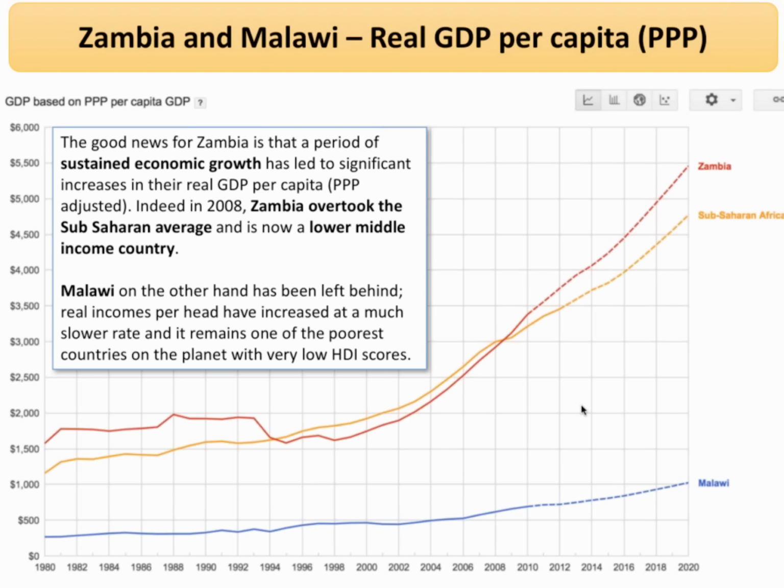And if you follow the blue line here, Malawi has made very, very limited progress in lifting its per capita income. It remains one of the poorest countries in the world. Whereas Zambia has done significantly better. It's now a lower middle income country. And if you follow the red line here, or the deep orange bit, it's actually overtaken the average for sub-Saharan Africa. Okay, so in that sense, there's some good news here.